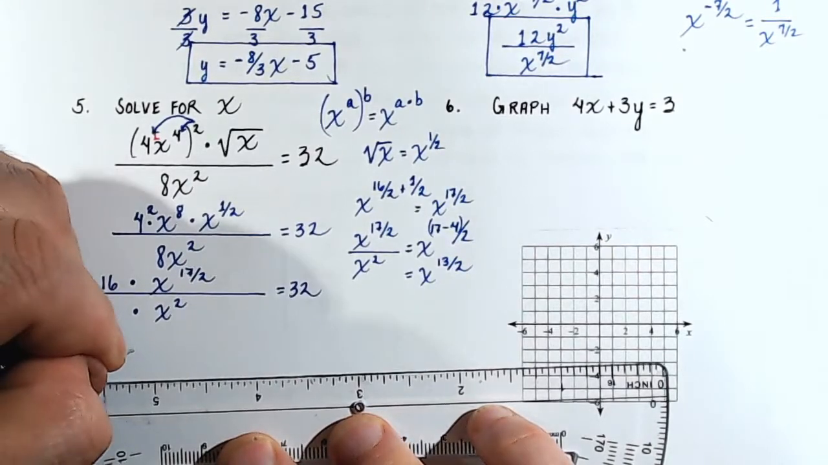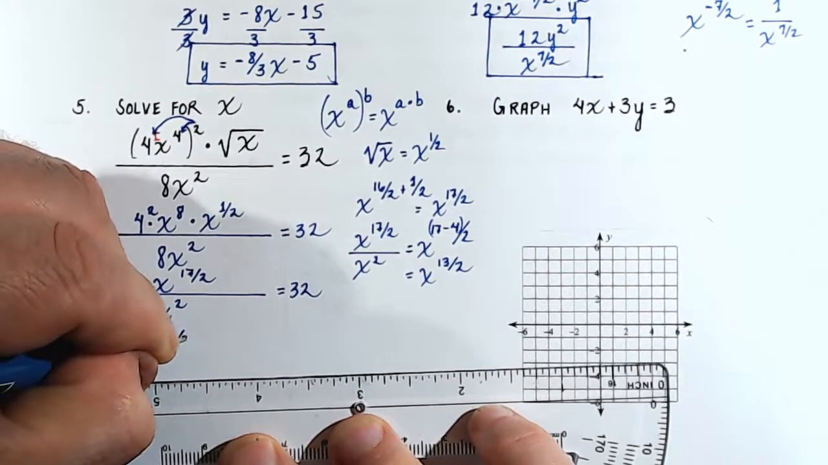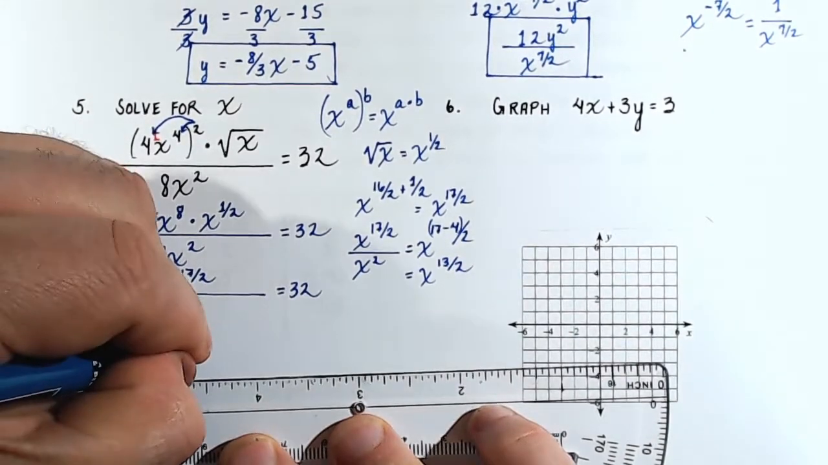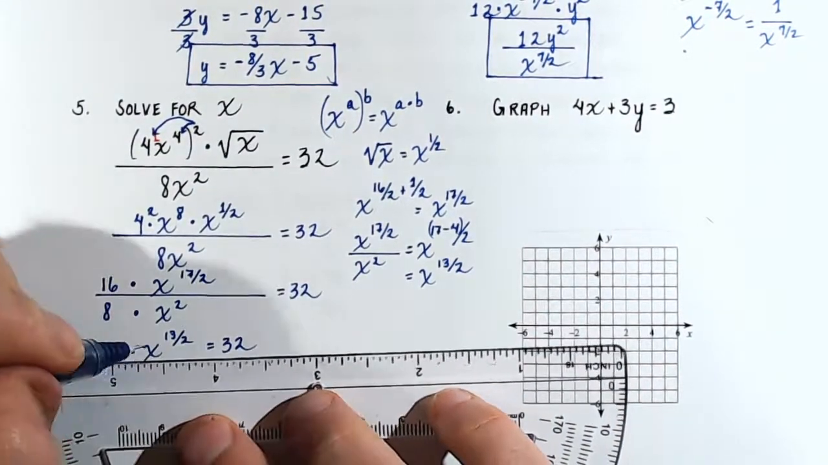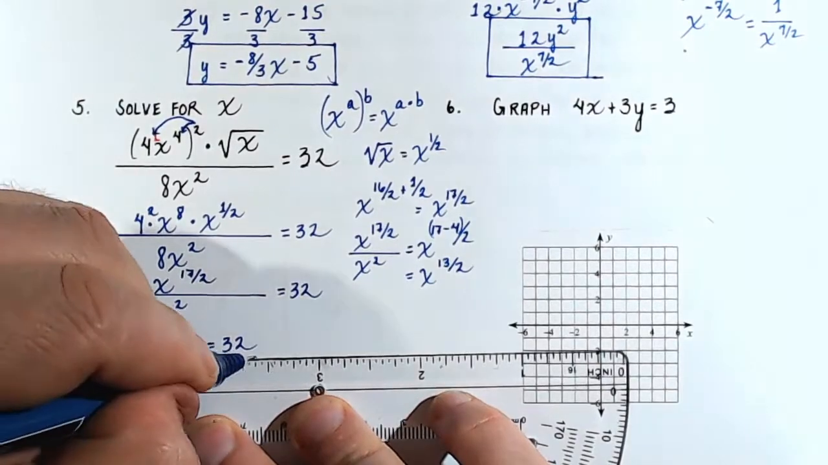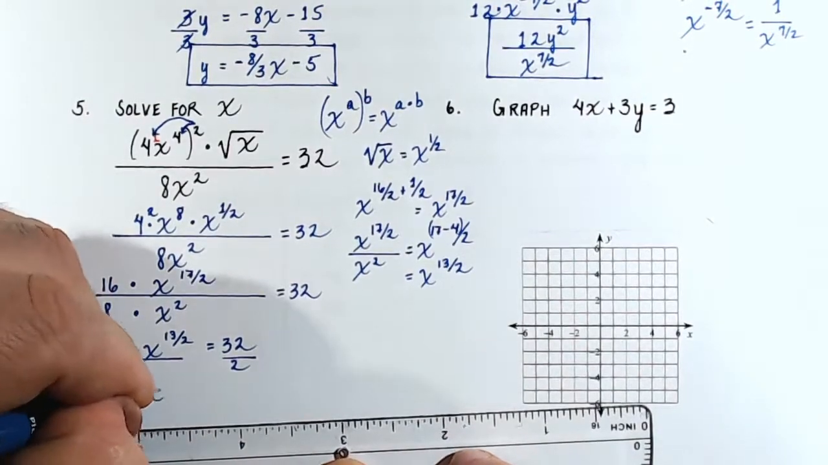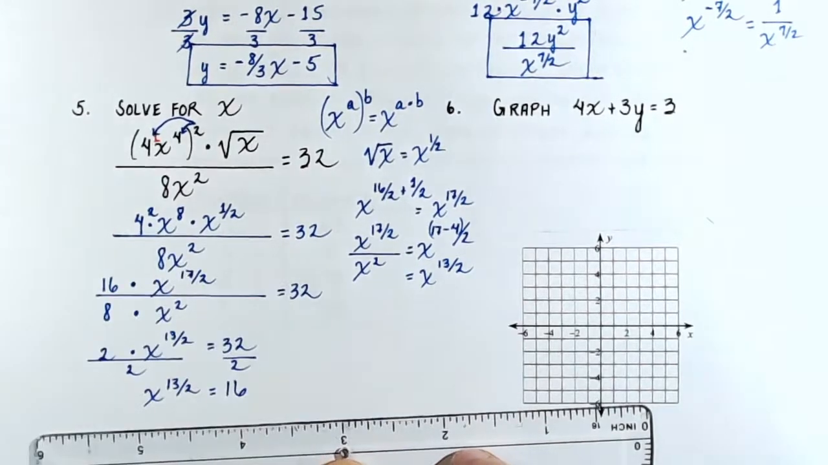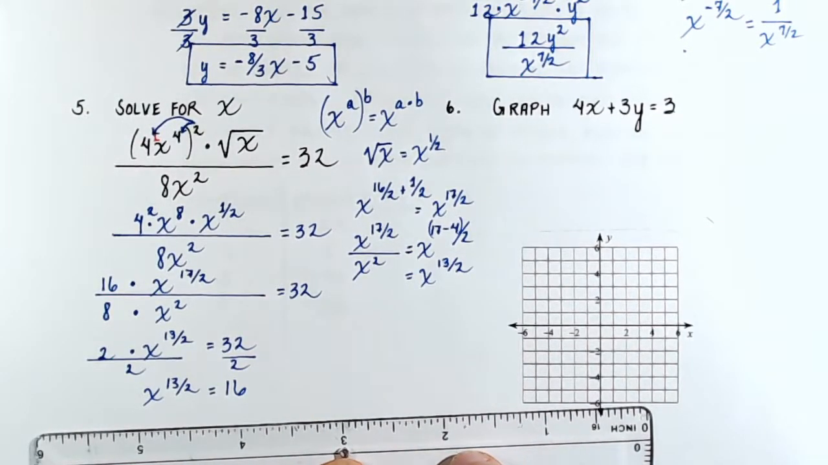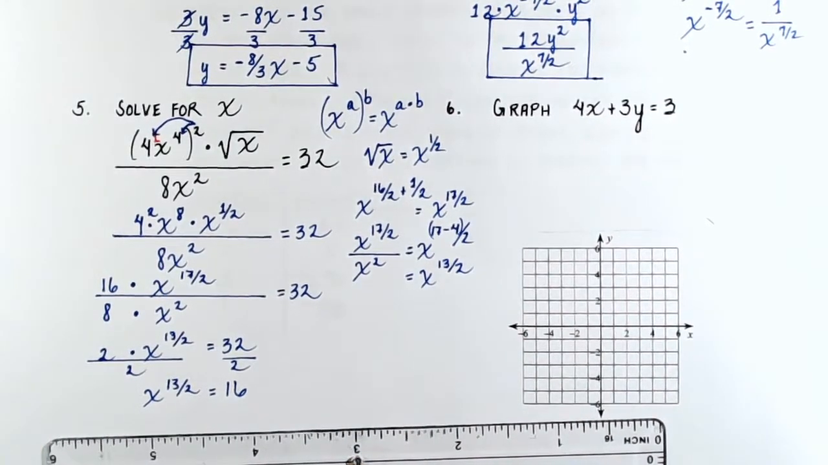Okay, so 2 times x to the 13 halves equals 32. Okay, so now I'll divide both sides by 2. Now I have x to the 13 halves equals 16. Okay, so in order to solve this, I need to think about what 13 halves really means.